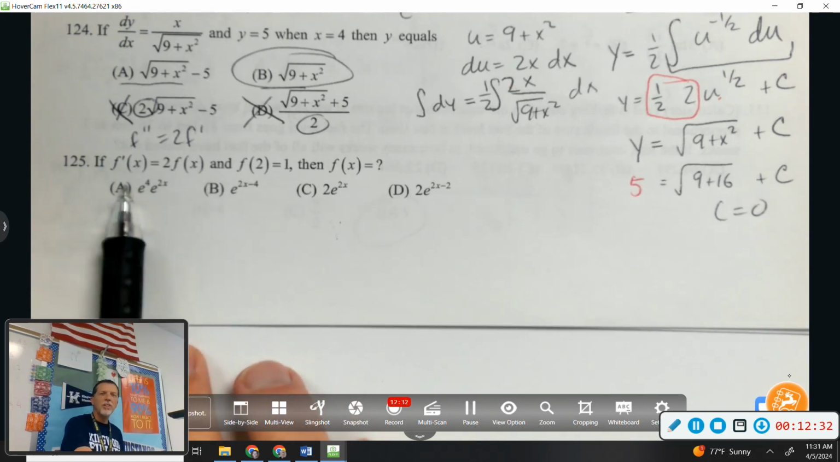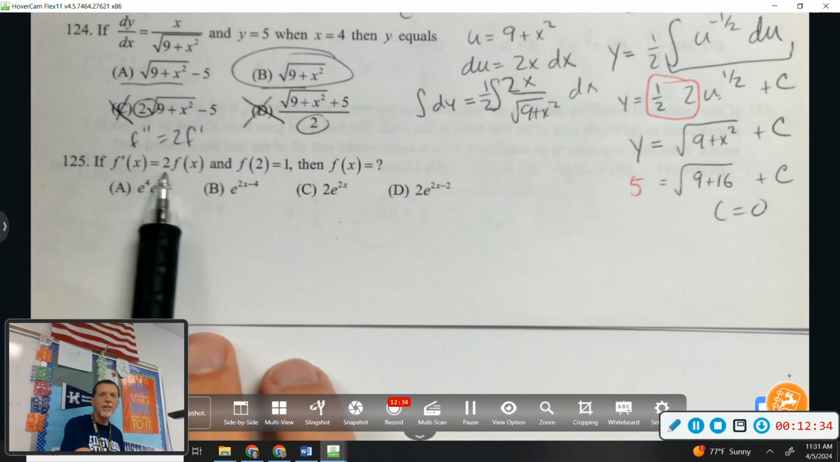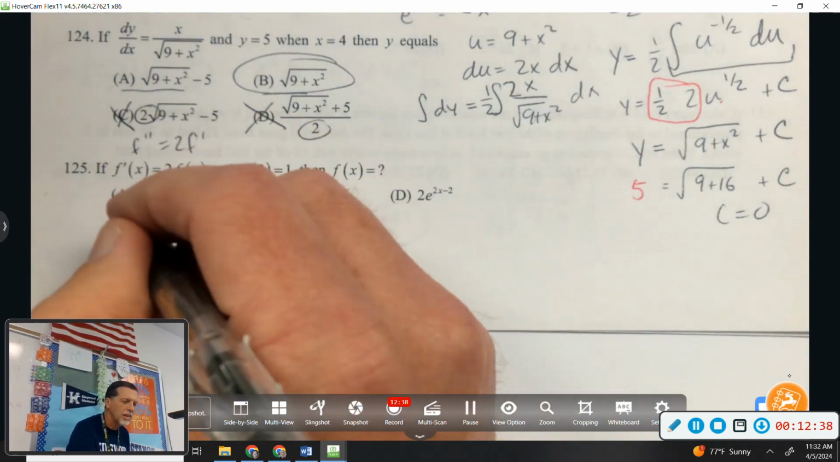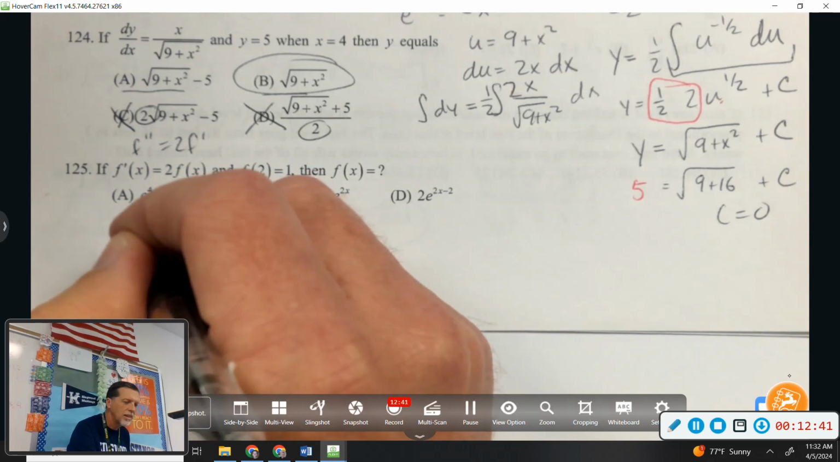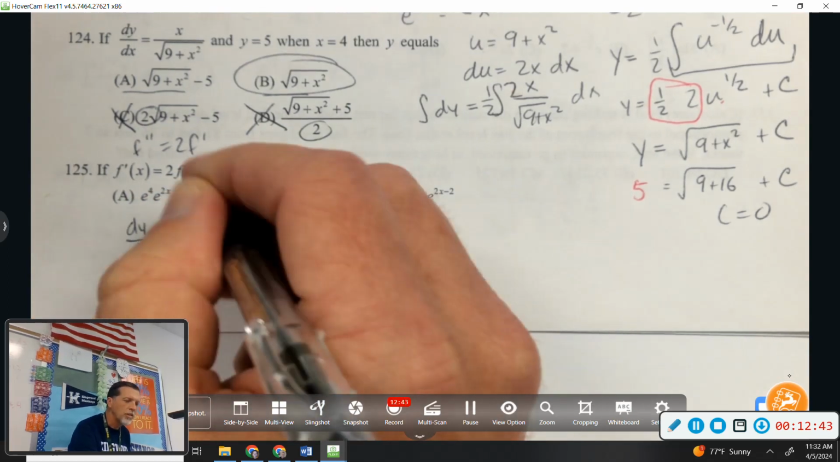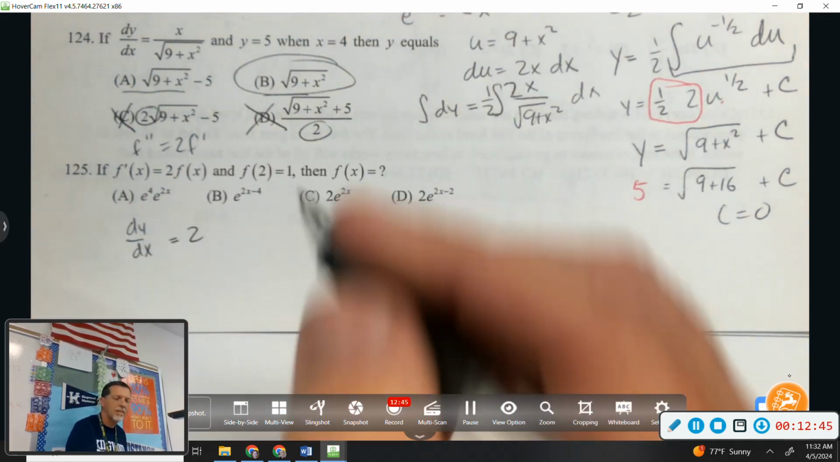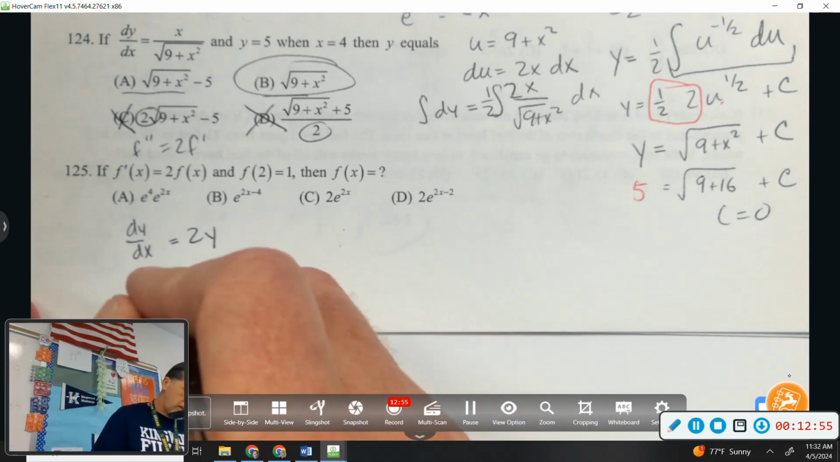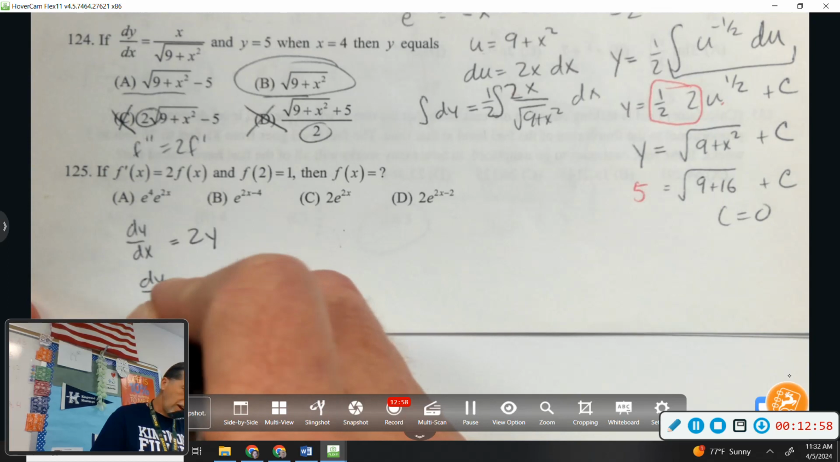What's another way to write f prime? How could I rewrite f prime? dy dx. And what's another way to say f? Y. And then I think this looks a lot better. I think that I can separate and integrate. So dy over y equals 2 dx.